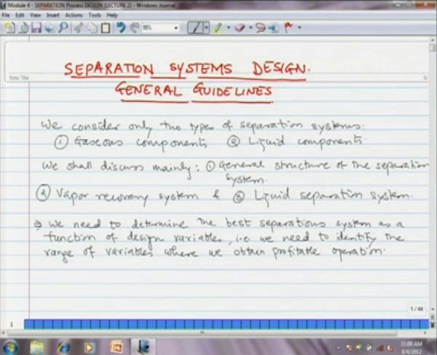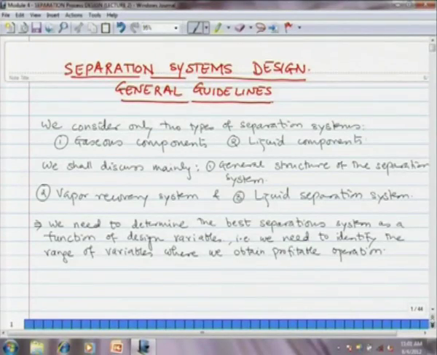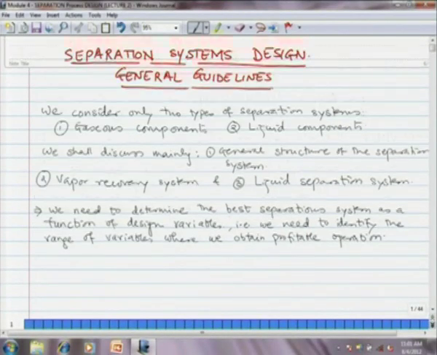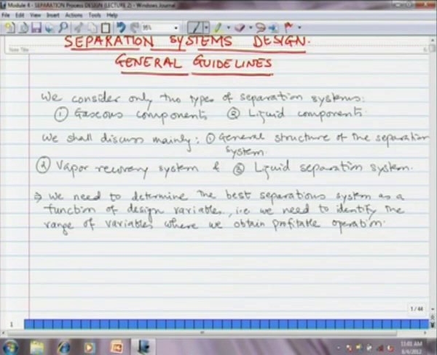So, here we consider only two types of separation systems, gaseous components and liquid components. We are not considering solid components because separation of solids is relatively easier, and we shall discuss mainly the general structure of the separation system, that is vapor recovery system and liquid separation system. We need to determine the best separation system as a function of the design variables, that is we need to identify the range of variables where we obtain the profitable operation.